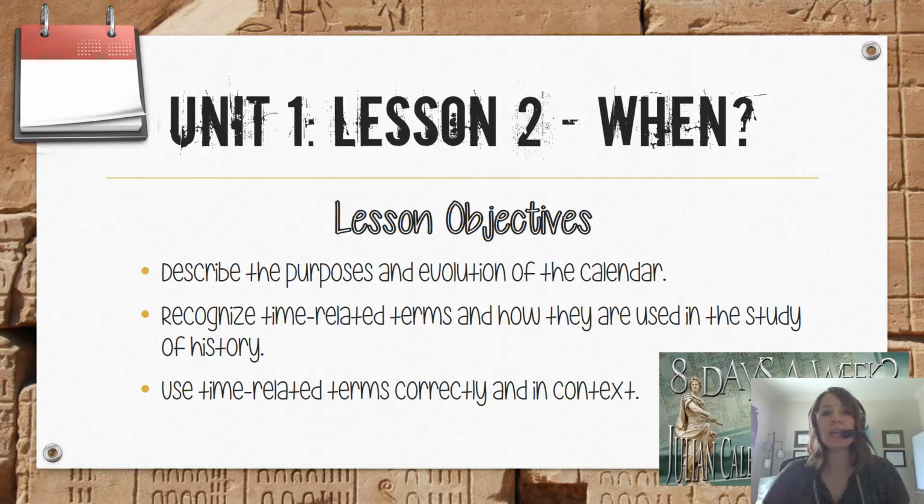Let's start by taking a look at what our lesson objectives are. These are things that you're going to want to take note of as you go through the lesson. We want to be able to describe the purposes and evolution of the calendar, recognize time-related terms and how they are used in the study of history, and use time-related terms correctly and in context. That's going to be important as we move through the rest of our history course. So we want to make sure that we get a good handle on all of that now.